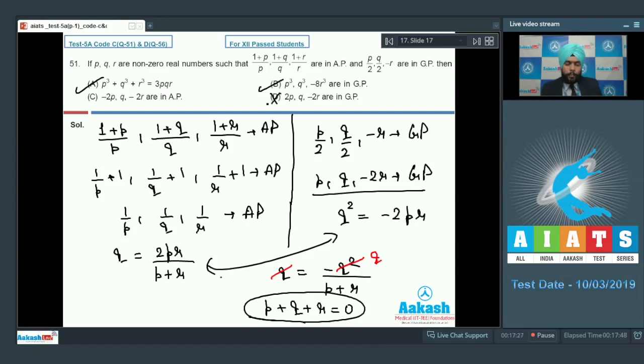Minus 2P, Q, -2R. Option number C. So if they are supposed to be in AP, then 2 times the middle term is equal to first term plus last term. And that is same as P plus Q plus R equals 0.